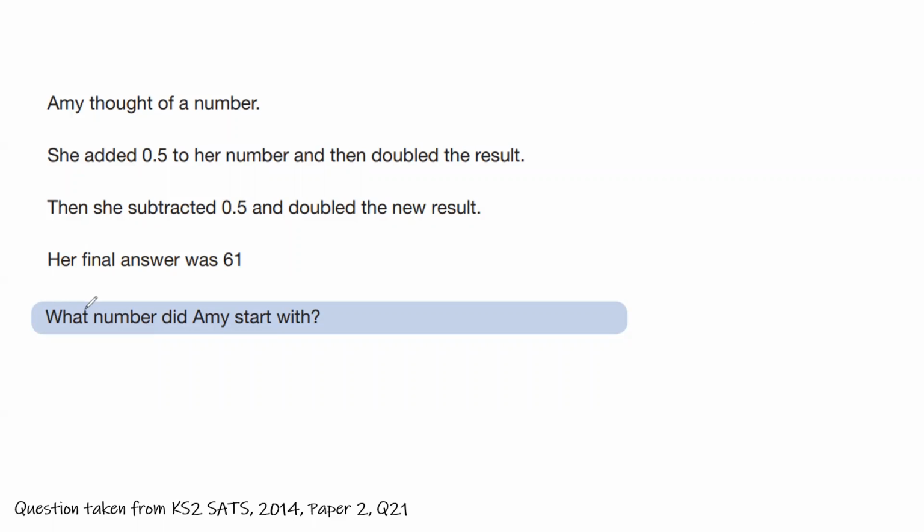So today I'm going to have a look at this question, which I think is a little bit tricky. We've got Amy thinking of a number. She's added 0.5 to it, then doubled it. Then she subtracted 0.5 and then doubled it again. And her final answer is 61. So we've somehow got to work out what this number is that she thought of.